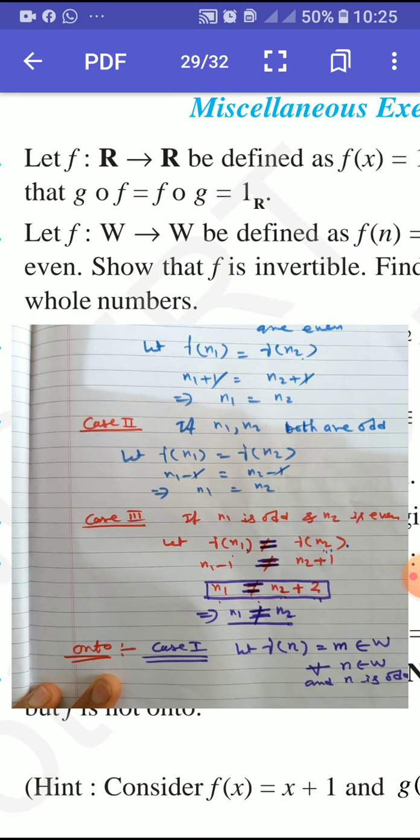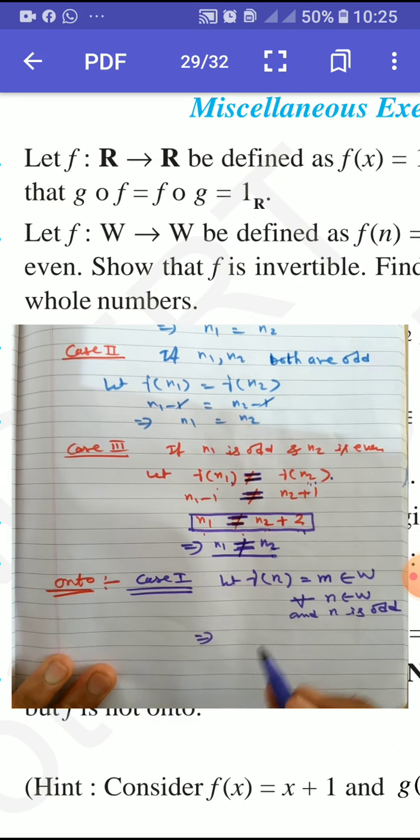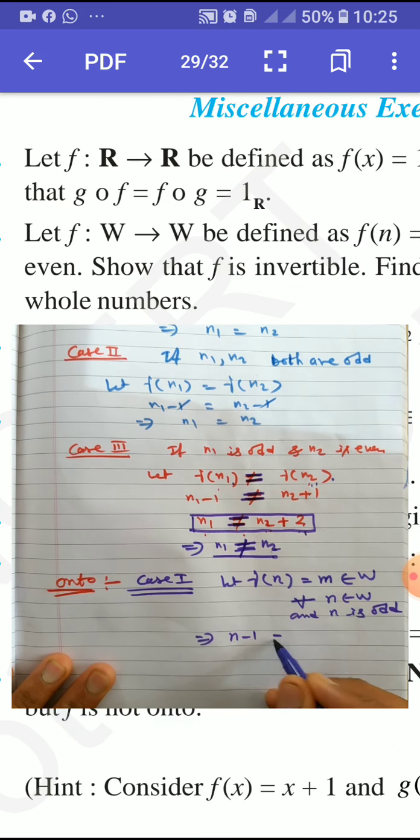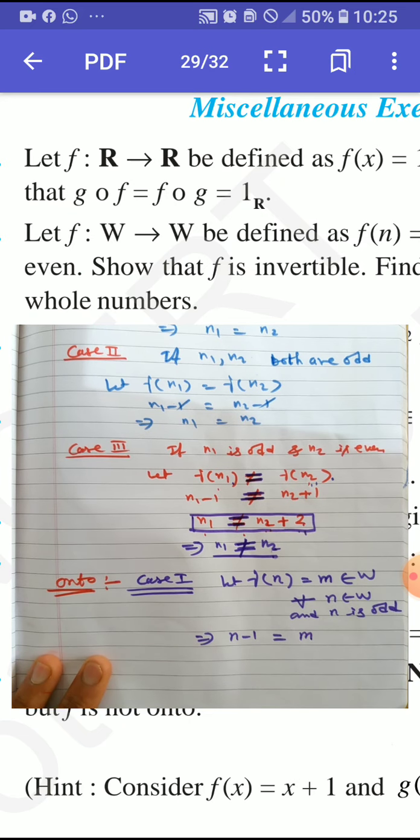You can write the value of fn in odd case implies n minus 1 equal to m. N minus 1 equal to m implies n equal to m plus 1, right? Okay, if n is odd, definitely m will be even, right? Belong to whole number. It indicates that this is onto for this case.